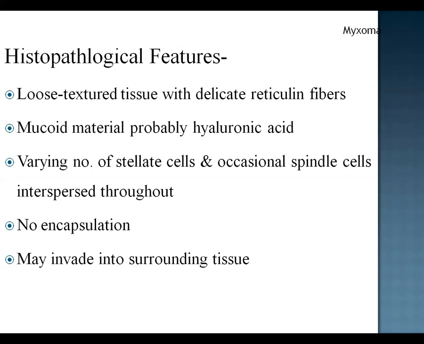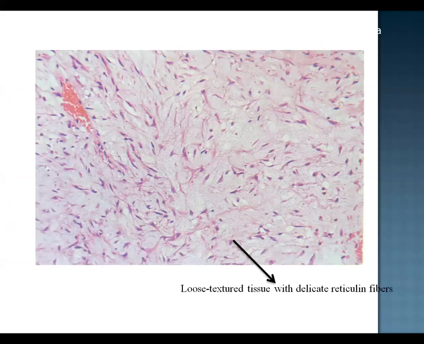Histopathological features: loose-textured tissue with delicate reticulin fibers, mucoid material probably hyaluronic acid, varying number of stellate cells and occasional spindle cells interspersed throughout. No encapsulation, may embed into surrounding tissue. So, loose-textured tissue with delicate reticulin fibers.